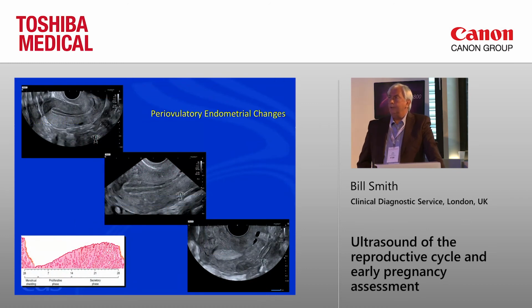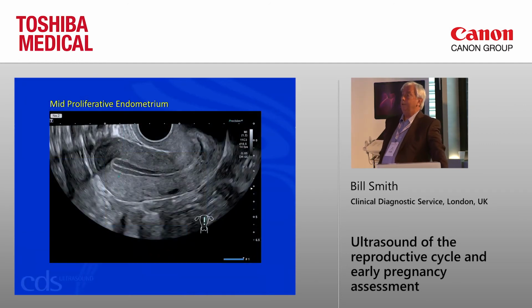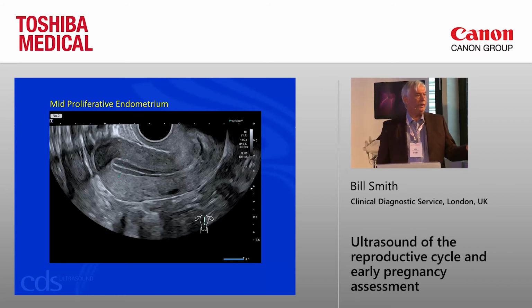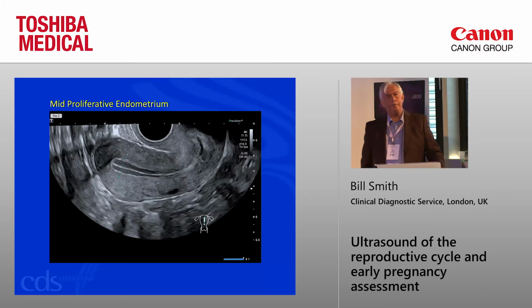And we know that as we go through the ovulatory cycle, the endometrium changes. And as I said, it reflects the glandular activity. So here's our mid-proliferative endometrium. The endometrial stroma is not anechoic. There should always be echoes there because there is tissue there. We have to move away from this triple layer thing that the IVF world has suddenly introduced. It's disrespectful to the quality of grayscale imaging.